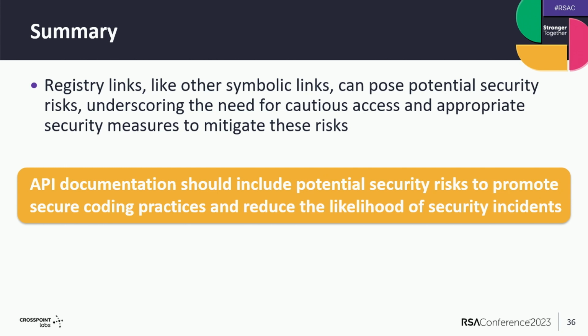I guess the main key takeaway for my presentation is that ideally, if you are a software vendor, you should fully document your API behavior. And if for some reason that is not possible, at least document the potential security risk if you are aware of any, in order to promote secure coding practices and reduce the likelihood of security incidents. Simply because software developers are not always aware of the intricate details of your API behaviors and what could happen as a result of maybe not using it properly.